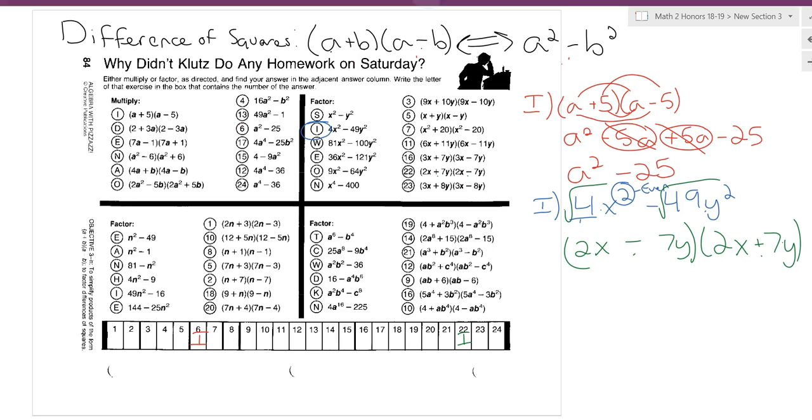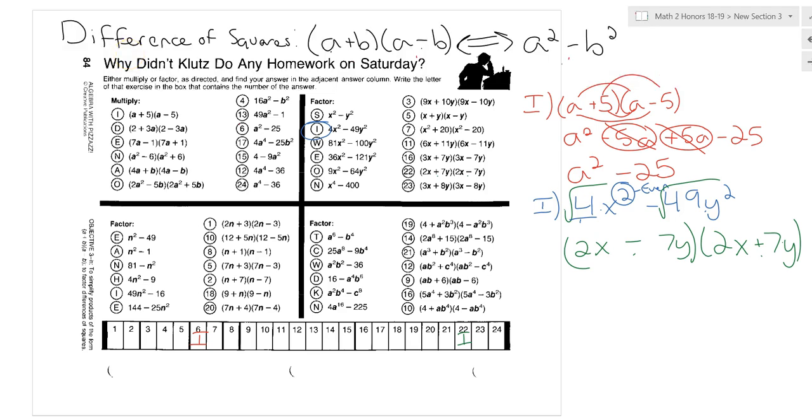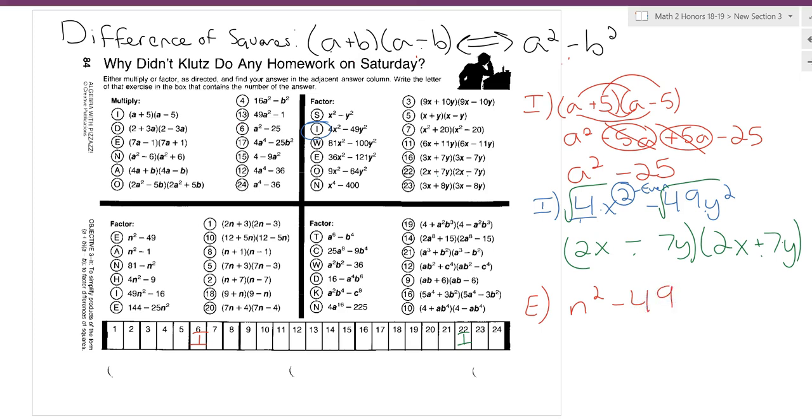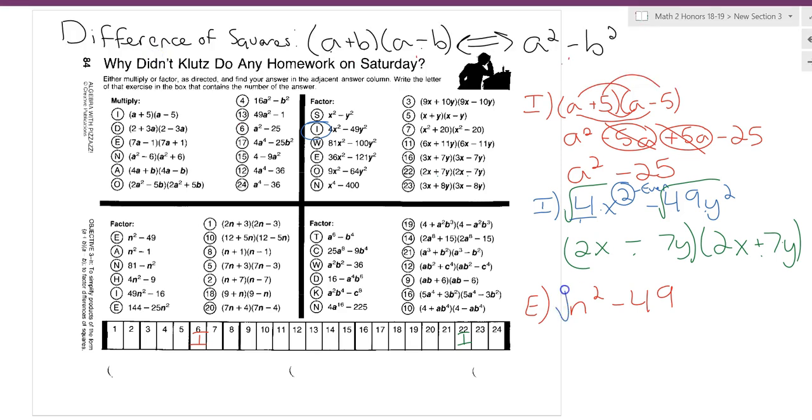We're going to do letter E next. On this one, just make it an easier problem. Probably should have switched the order of those. But n squared minus 49, right? Same type of thing. I know n squared, that's even. 49 is a perfect square. So the square root of n squared is n. Square root of 49 is 7. And then just write it again with your other operation, other sign.